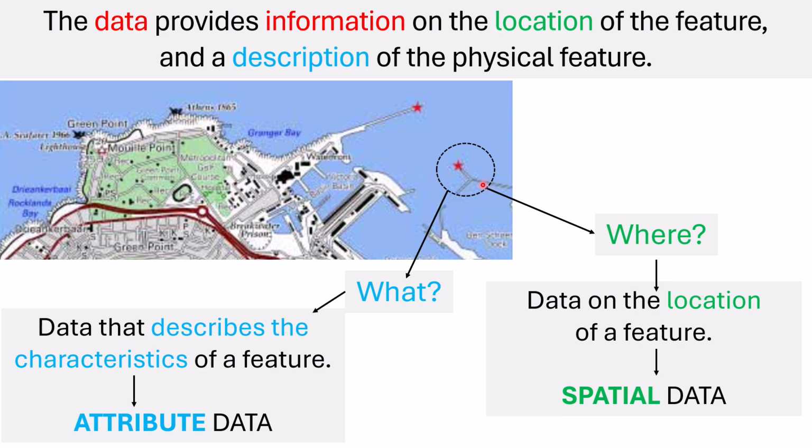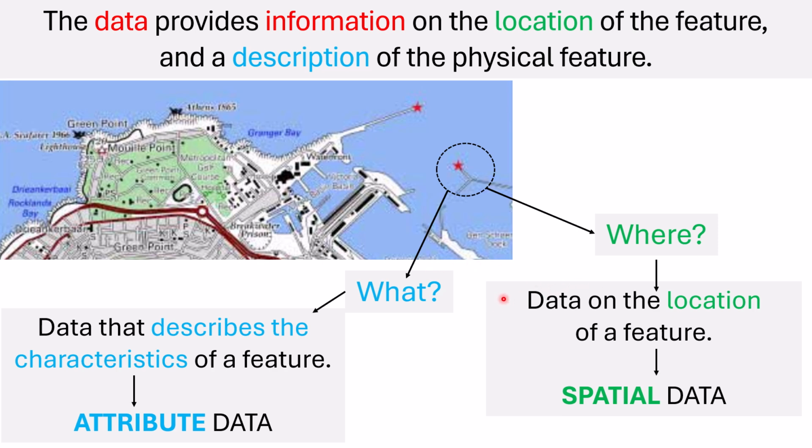So in other words, the GIS needed to know where this feature is located, but secondly, the GIS needed to know what the feature was that was found in a particular place. So very briefly, GIS is interested in where something is found, but the GIS is also interested in what is found in a particular location.